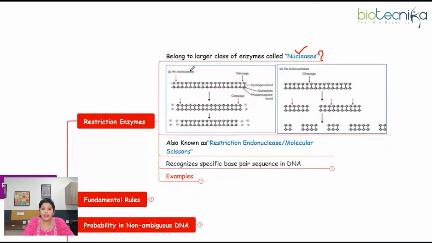So for example, here you can see, let's consider DNA to be a string of beads. So here these beads represent the nucleotide, and I'm sure you know that nucleotides are the monomeric unit of DNA, and nucleotides comprise 3 main components, that is deoxyribose sugar in case of DNA, phosphate group and nitrogenous bases. So one nucleotide is connected to another in the same strand with the help of the phosphodiester bond, right?